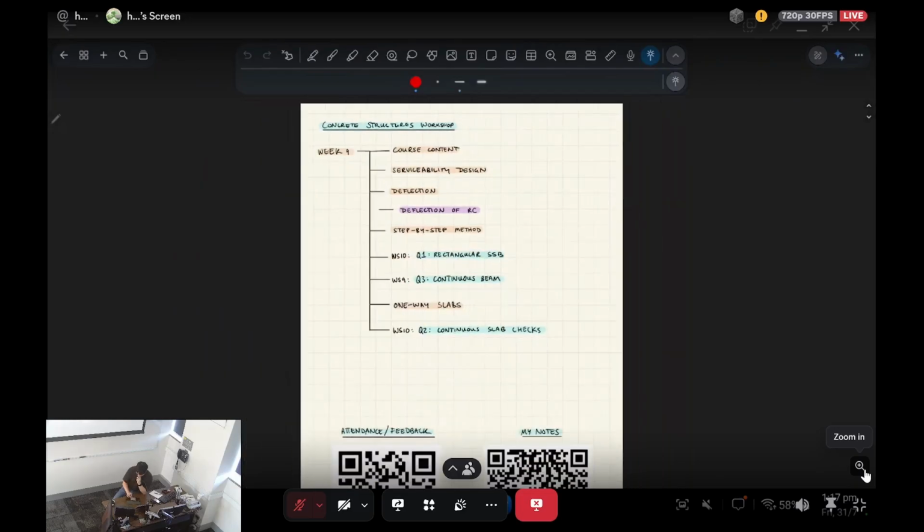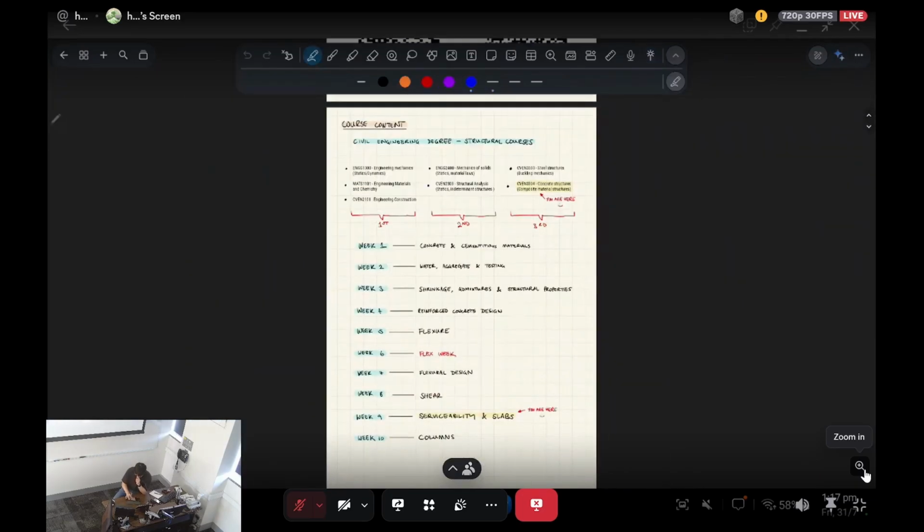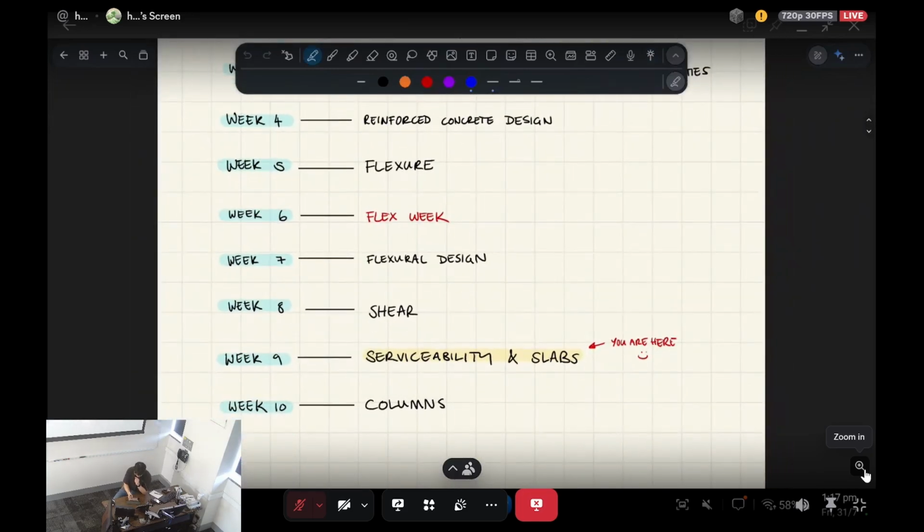So everything that you've learned so far in this course is in relation to beams and beam design. Let me give you an overview of that. I'll go down to the course content and give you a quick recap. In previous weeks, we learned about flexure and flexural design. We learned about shear, and now we're going to learn about serviceability. Okay, so these are design actions, right?